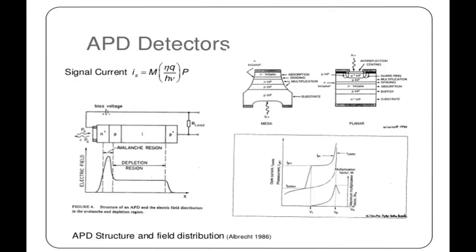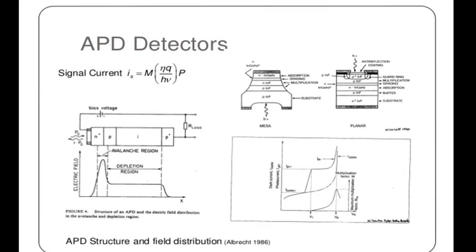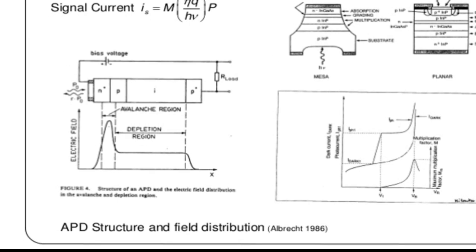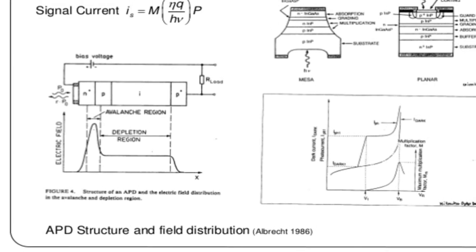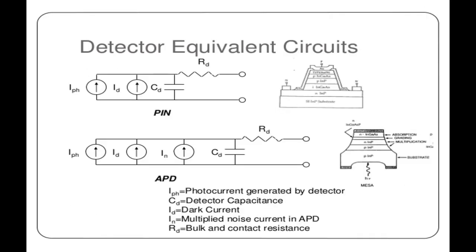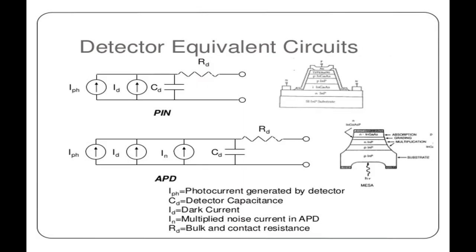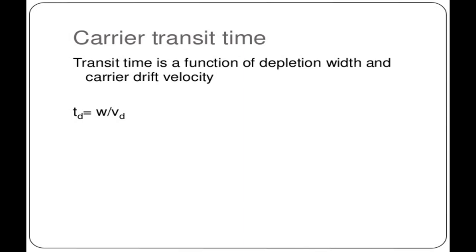This is the construction diagram, the structure and field distribution. These are the construction diagram and equivalent circuit for the PN junction. Next is the carrier transition time equation.